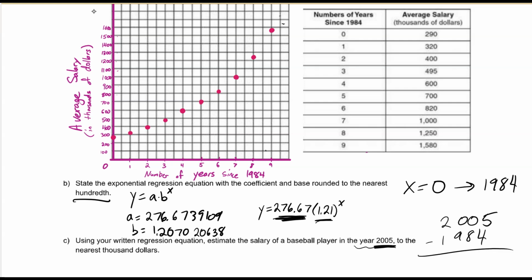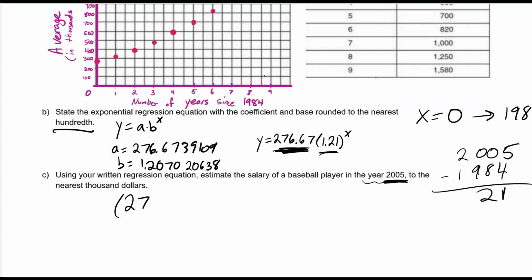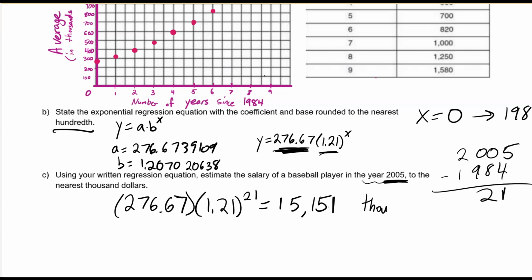2005 subtracted by 1984 would be 21 years since then. So that's what I'm going to use as an input. So I'm going to take my exponential regression equation, and I'm going to substitute in 21 as an input. So as an output, if I round this, I get about 15,151 thousands of dollars, right? Because that's what our outputs are defined as.